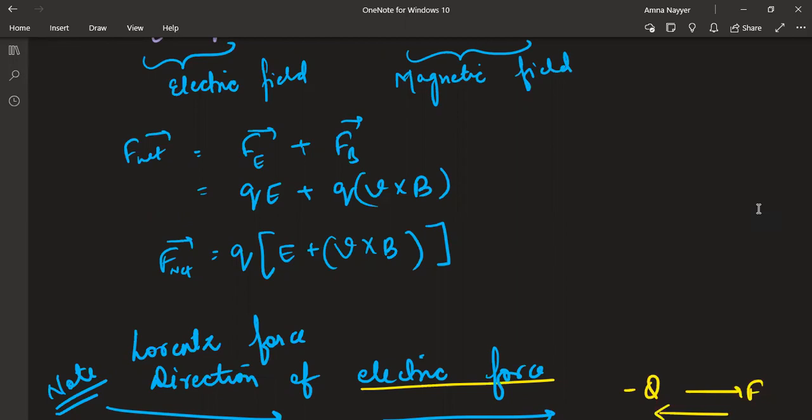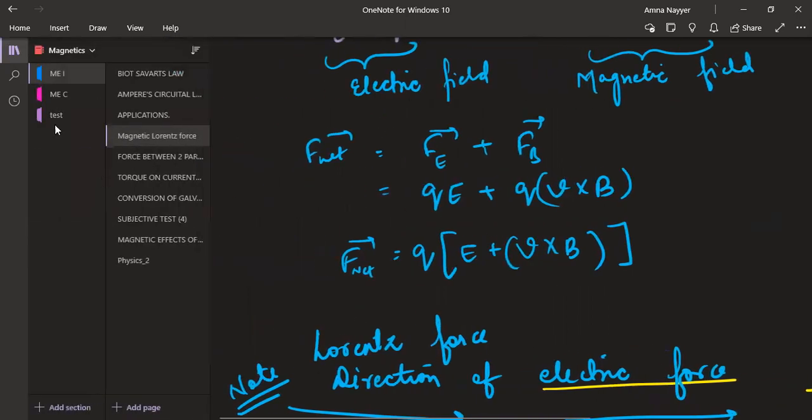Fine. So the direction of the electric force is given by the electric field's direction. For positive charges, you move along it; for negative charges, you reverse the direction. And for the magnetic field, same thing, you find the direction using your right hand rule.